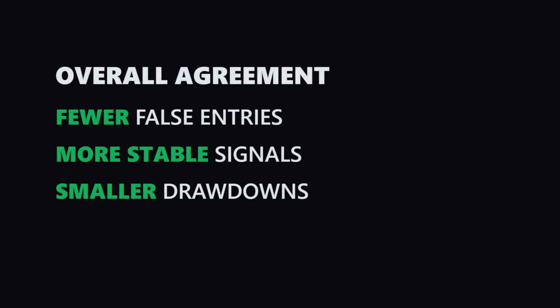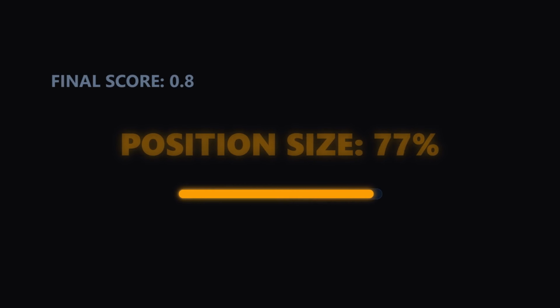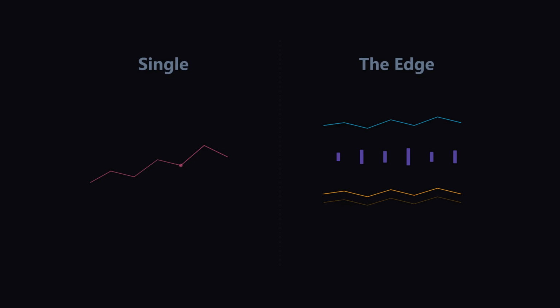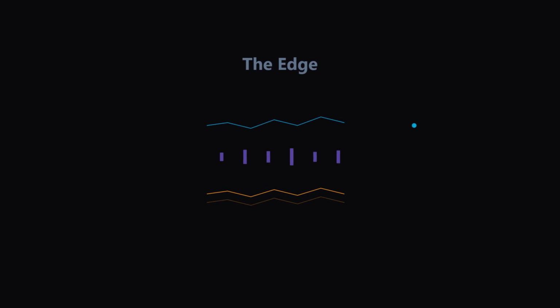Then you can take it one step further by sizing your positions based on the strength of that final score. For example, if your combined signal is 0.8, you might take 80% of your normal position size. If it's only 0.2, you risk much less. Instead of using fixed position sizes, your risk automatically adjusts to your confidence in the trade. And when I compared this approach to trading with a single indicator, there really wasn't much of a competition, because the real edge was never finding one perfect indicator. It was combining multiple simple, reliable signals into one stronger decision.